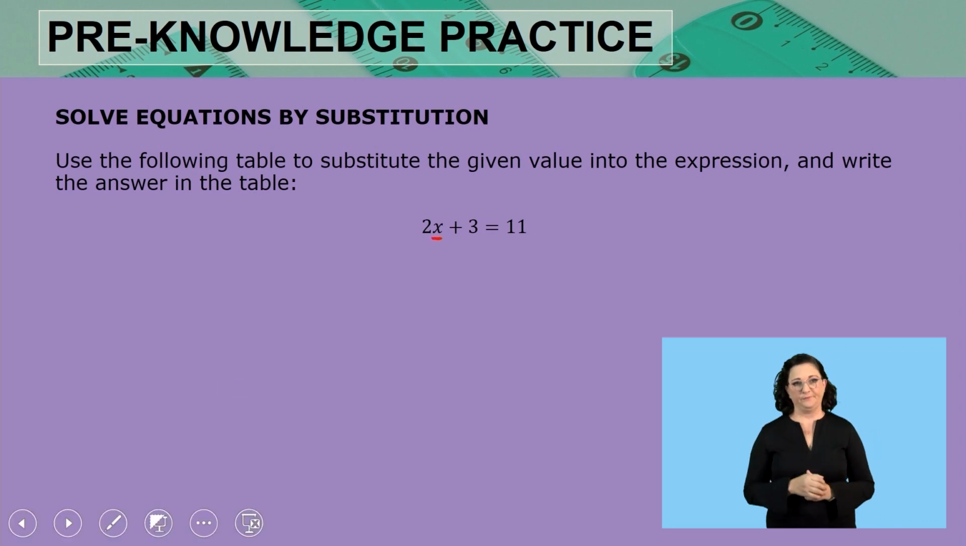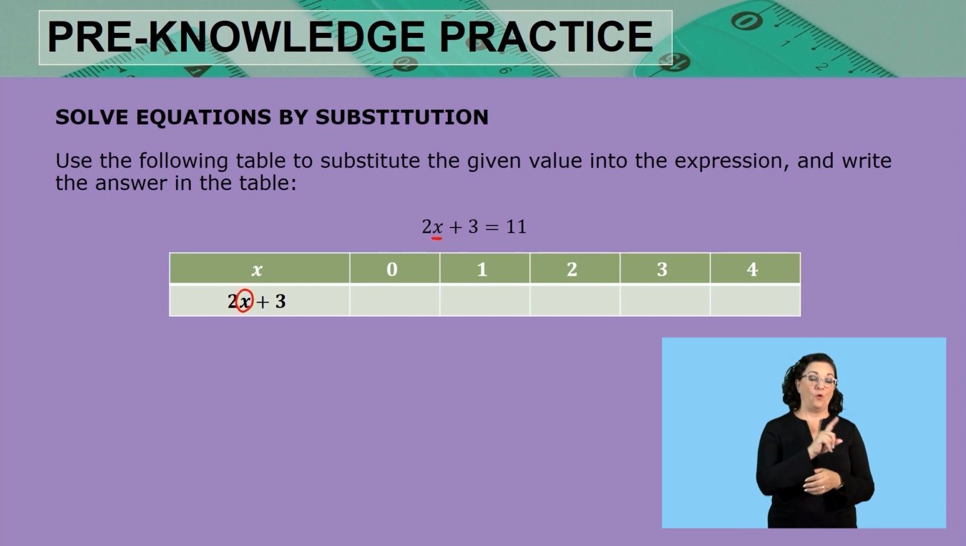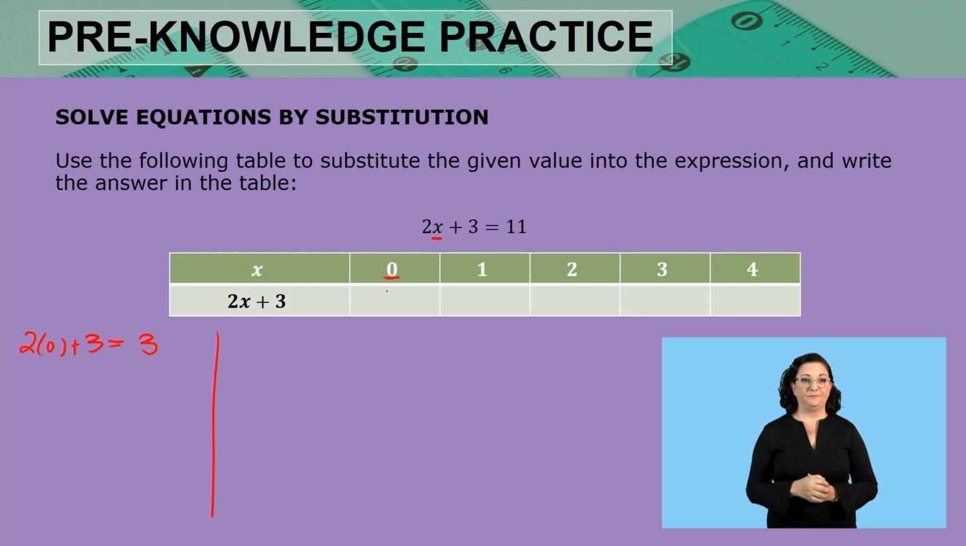So now we need to substitute values in place of that unknown value so that we can find the value of x that gives the answer 11. Let's look at this table that we have formulated. We are going to start by substituting 0. So this will be 2 multiplied by 0, plus 3, which gives us 3. So when we substitute 0, our answer is 3. This is not the x value here because we need our answer to be 11.